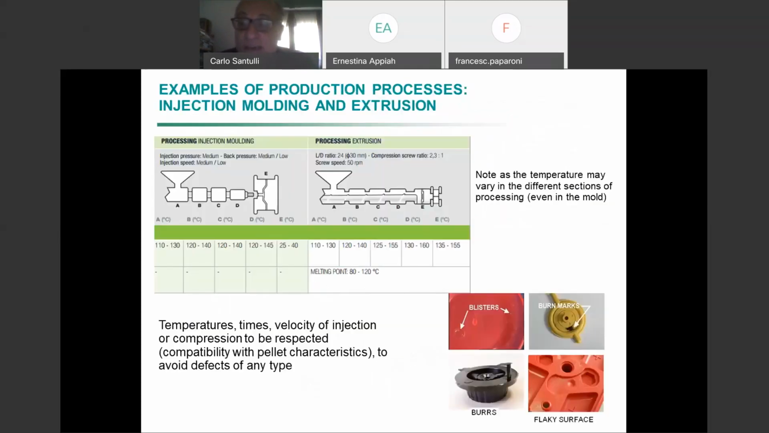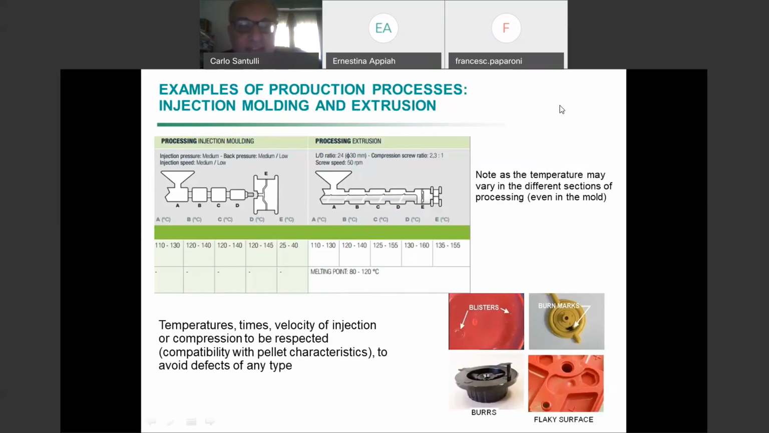This gives you an idea of what happens with the production of polymers. In practical terms, we are going to talk of this next time, but I give you just some indications. There are two processes for producing plastics. You have injection molding and extrusion.